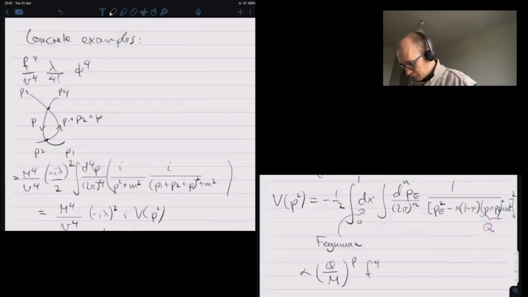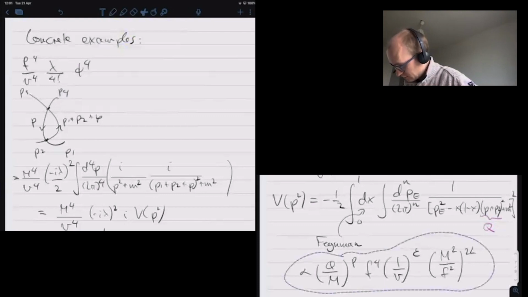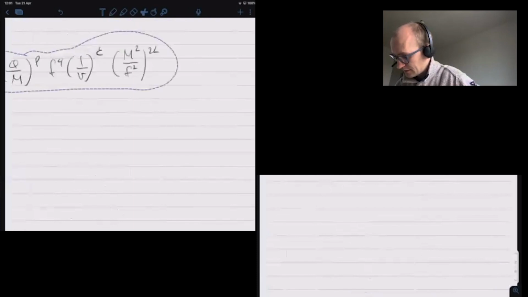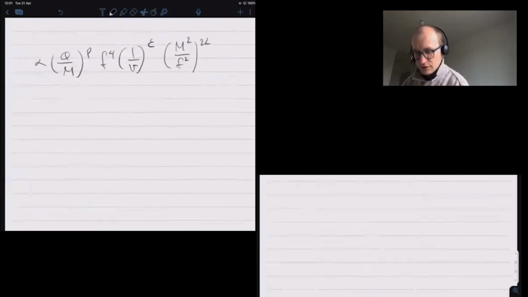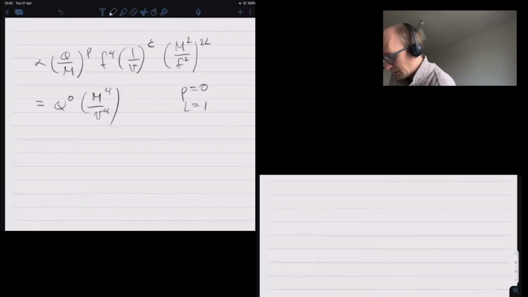And the point is that the finite part of this gives me literally (Q over m) to the power p, times f to the 4, times 1 over f to the epsilon, times (m squared over f squared) to the 2L. Sorry, I need more space, so let me go on to the next page. So if you actually do this, you get the power Q to the 0, and you get m to the 4 over f to the 4, which corresponds precisely to p equal to 0 and L equal to 1.